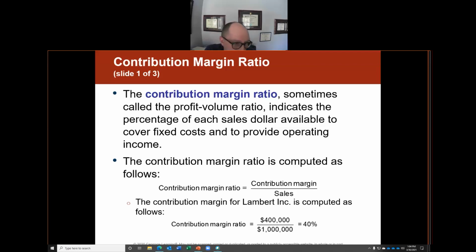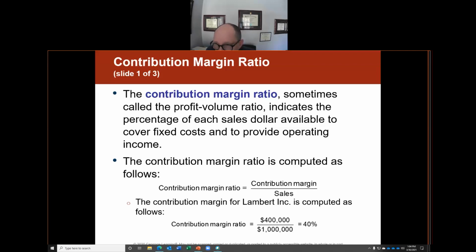My contribution margin is sales minus variable costs. In our example, it's 1 million minus 600,000. 600,000 was my variable cost, right? So 1 million minus 600,000, that's 400,000, divided by sales, 1 million. 400,000 divided by 1 million is 40%.